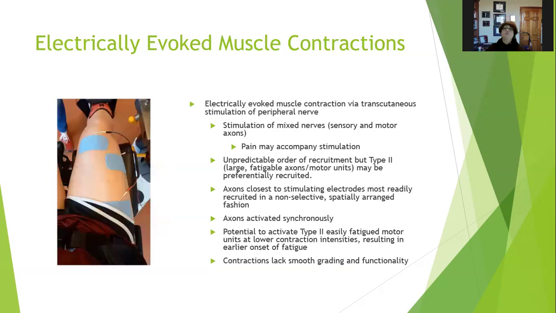So, the electrically evoked muscle contraction using transcutaneous stimulation of a peripheral nerve, which is what we do with eStim, gives you a stimulation of mixed nerves, both sensory and motor axons, right? So you don't get a huge sensory response when you're voluntarily, physiologically contracting a muscle, but you sure do with electrical stim. So pain may accompany stimulation. You might have to turn up the stim enough to get a functional activity that it is borderline painful. So that's just something to know. And I'm sure we all experienced that in lab.